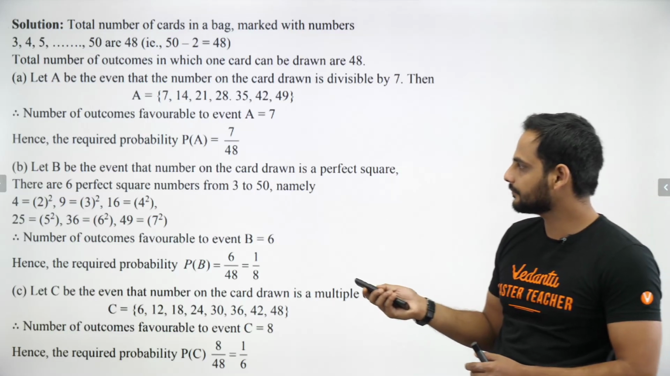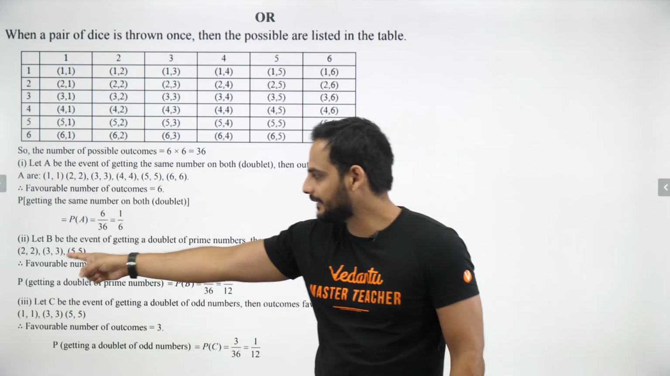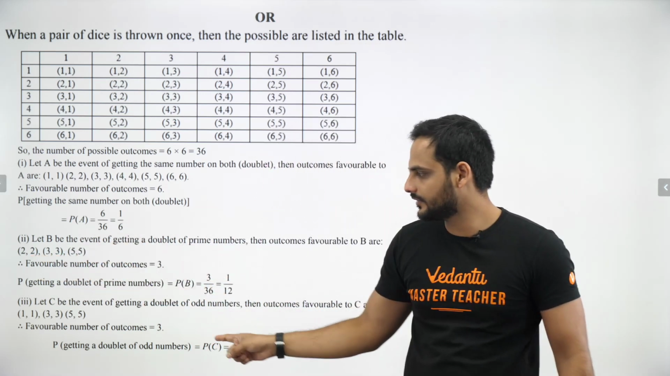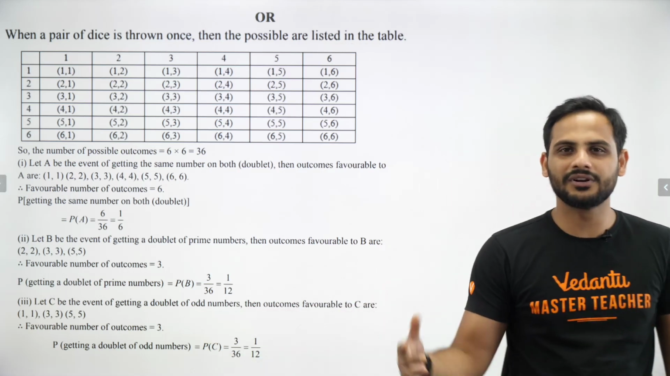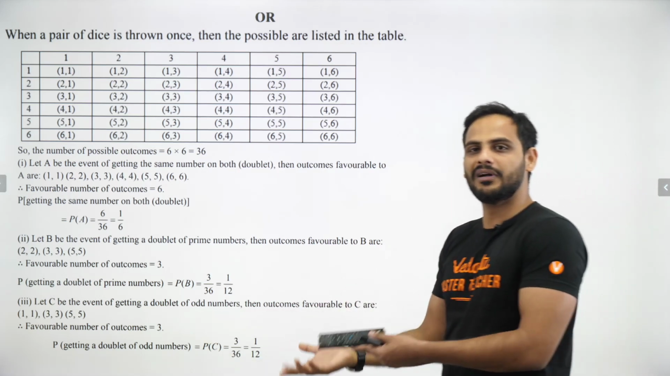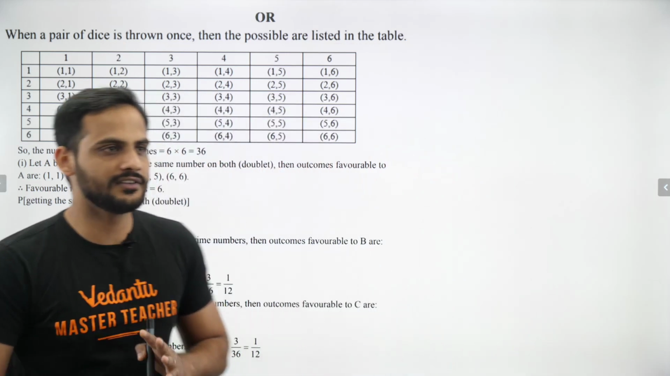ठीक है, देख लो यहाँ पे. Doublet of prime numbers में 2,2, 3,3, 5,5, 3 by 36. Doublet of odd numbers में 1,1, 3,3, 5,5. अब they can ask you doublet of even numbers also, doublet of multiple of 2, कुछ भी कर सकते हैं, बस थोड़ा सा cases याद रख लेना.